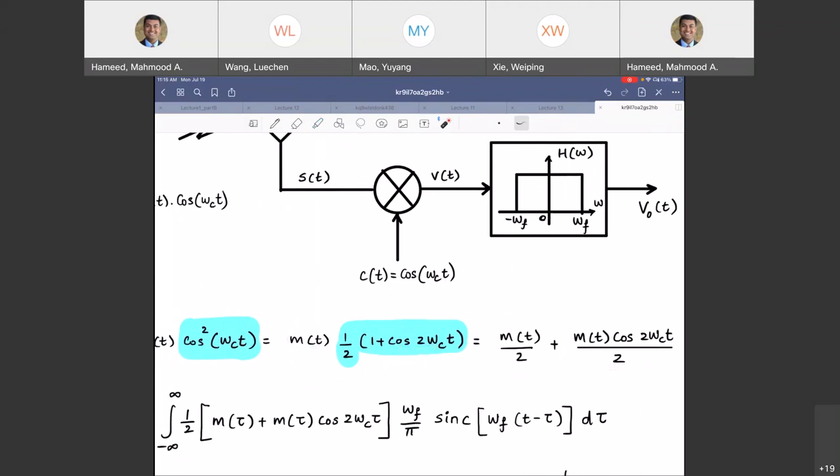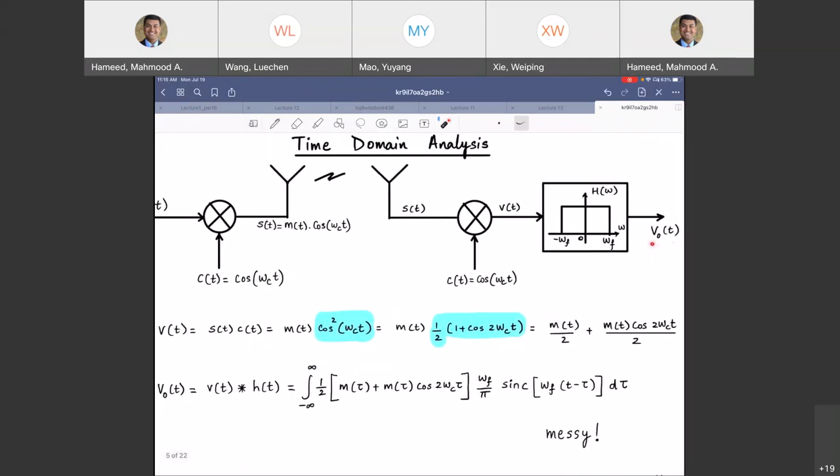Remember, we are trying to demodulate the message, right? And what are we after? We are after M of t, right? So all I need is this guy. I can get rid of this 2 by amplifying it by a factor of 2. So I can increase the low pass filter gain. All I need is to reject this. The way I reject this is by using a low pass filter right there.